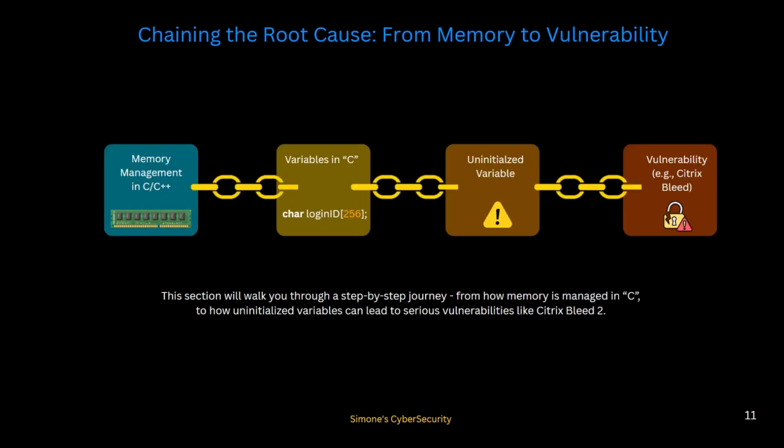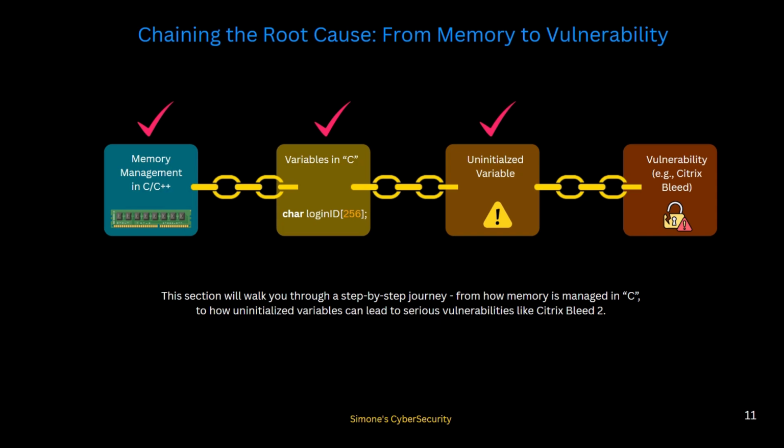Before we dive into the programming concepts, let me show you how all of this connects to the Citrix Bleed 2 vulnerability. It all starts with memory management. In languages like C and C++, memory management is not automatic. The programmer has to do it manually. Because of this, variables in C aren't automatically initialized like they are in safer high-level languages. And when a variable is left uninitialized, it might contain leftover memory content from previous operations.